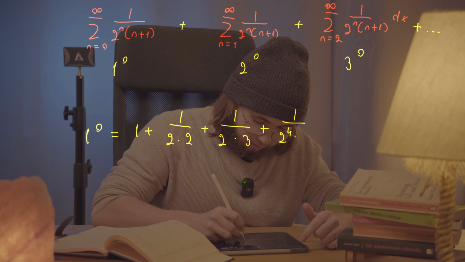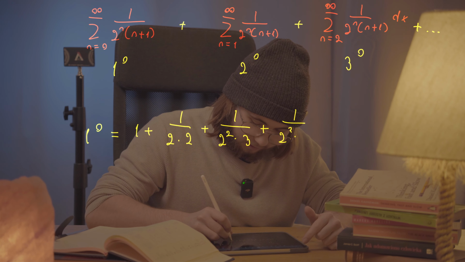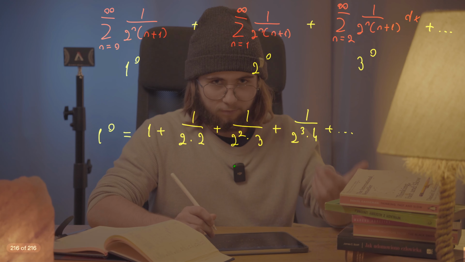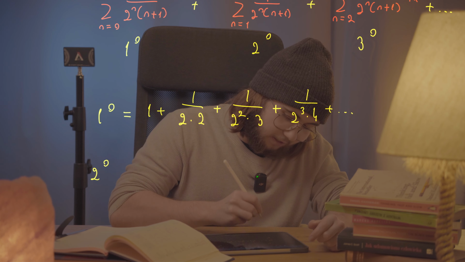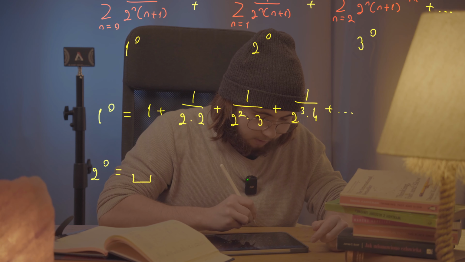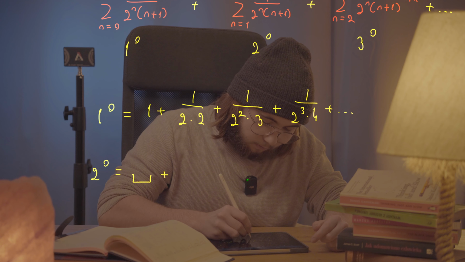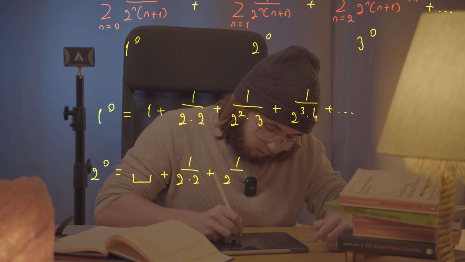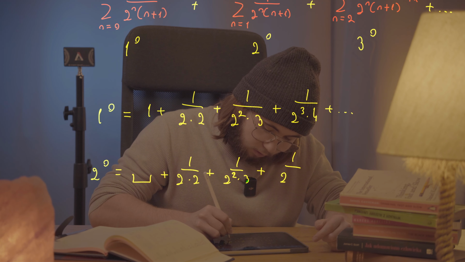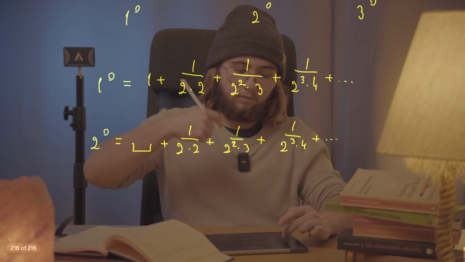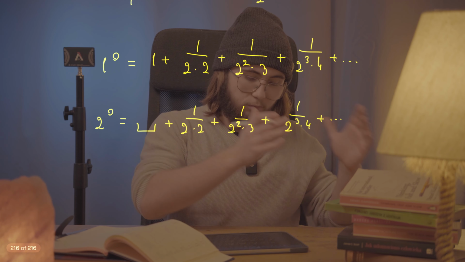Oh, I should have put 2 here, and 3 here, and 4 here. And it's going to just go on, so on and so forth up to infinity. Now for the second sum, we are not going to get the 1, but we're going to get 1 over 2 times 2, and then 1 over 2 squared times 3, and then 1 over 2 cubed times 4, because we are starting counting not from n equal to 0, but from n equal to 1.